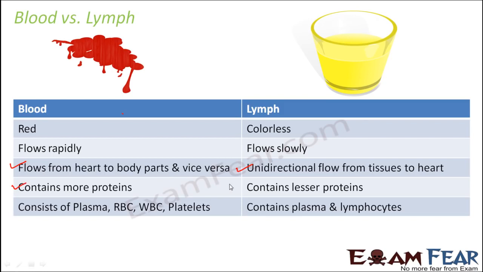Blood contains more proteins, whereas lymph contains fewer proteins. That is because only the smaller proteins of the blood leak out of the blood capillaries into the tissue spaces. So the lymph contains fewer proteins when compared to blood. Blood consists of plasma, RBC, WBC and platelets. Lymph contains plasma and lymphocytes. Lymphocytes are a special type of WBCs. That way the composition of blood and lymph is also different.